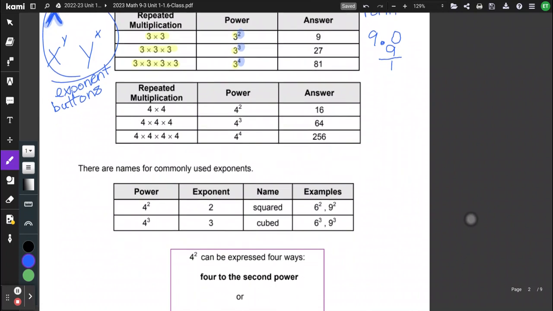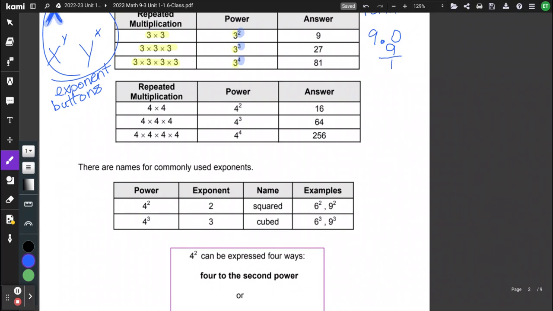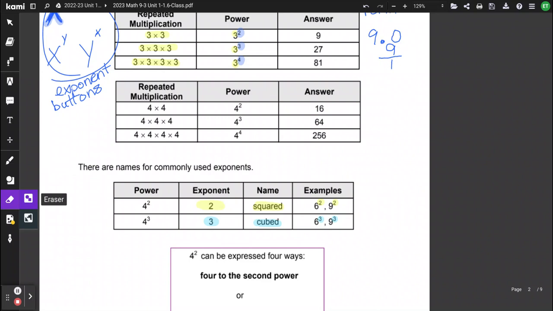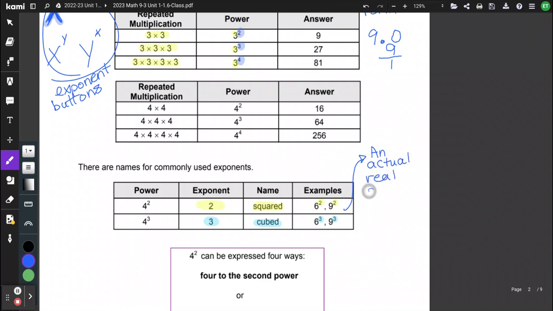Okay. So now it says the commonly used ones are for the exponent number 2 and exponent number 3. So these two are very special. So exponent 2 is called squared, and it's got the baby 2 up top. And exponent 3 is called cubed and has a baby 3 up top. Now, the reason they're very special is because they are talking about specific objects, actually. Anything squared is actually talking about an actual, real square. So it's actually talking about a square.